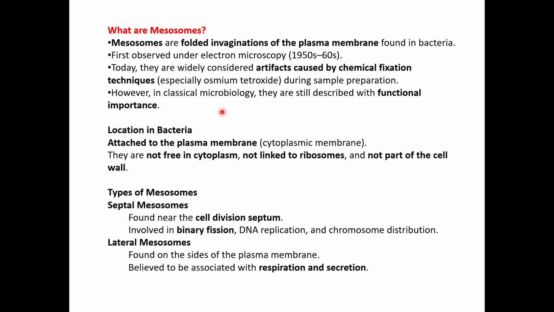However, in classical microbiology, they are still described with functional importance. So, it is present in bacteria attached to the plasma membrane. They are not free in cytoplasm, not linked to ribosomes, and not part of the cell wall. So there are different types of mesosomes as well. There are septal mesosomes found near the cell division septum, involved in binary fission, DNA replication, and chromosome distribution. Lateral mesosomes are found on the sides of the plasma membrane, believed to be associated with respiration and secretion.